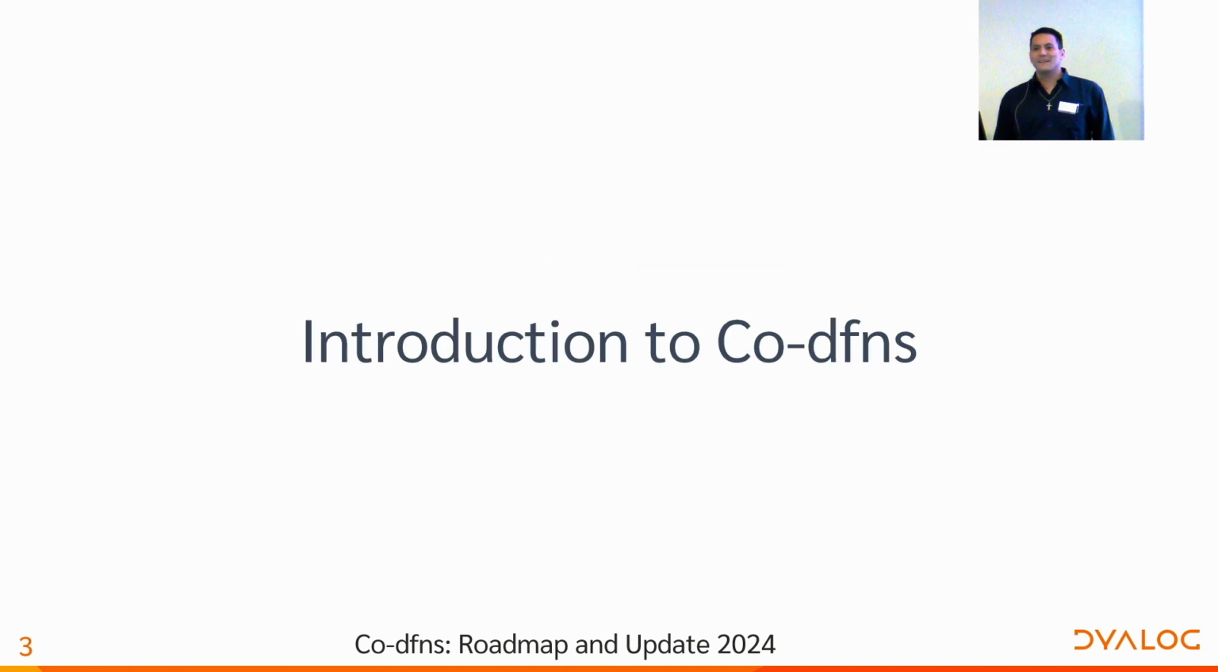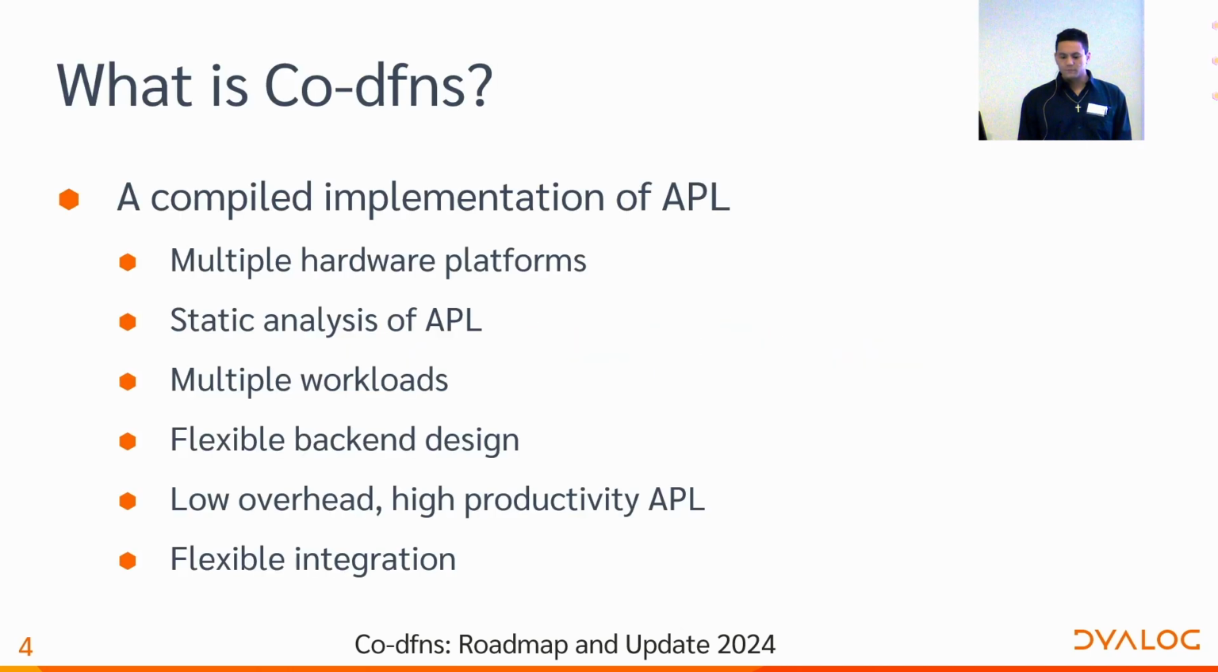But I can introduce you to the Co-dfns compiler and give you a little bit of background on what we're dealing with, why the compiler exists, what we're trying to achieve, status, and all that good jazz. So at its heart, the compiler is just a compiled implementation of APL that supports multiple hardware platforms. We try to make it do things that are hard to do in the interpreter, so do static analysis through it, support a variety of execution workloads, things like that.